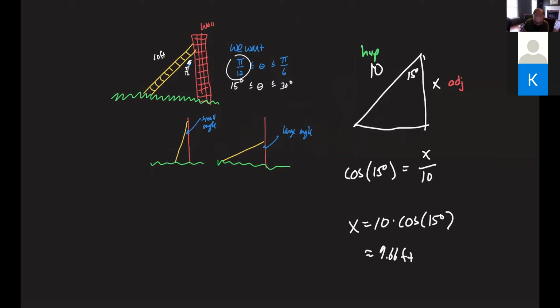If we want to interpret this, the ladder, for it to be sturdy, would reach up the wall about 9.66 feet. So with a 10-foot ladder, you can't reach 10 feet, but just over 9.5 feet, you can reach up that wall. Okay.